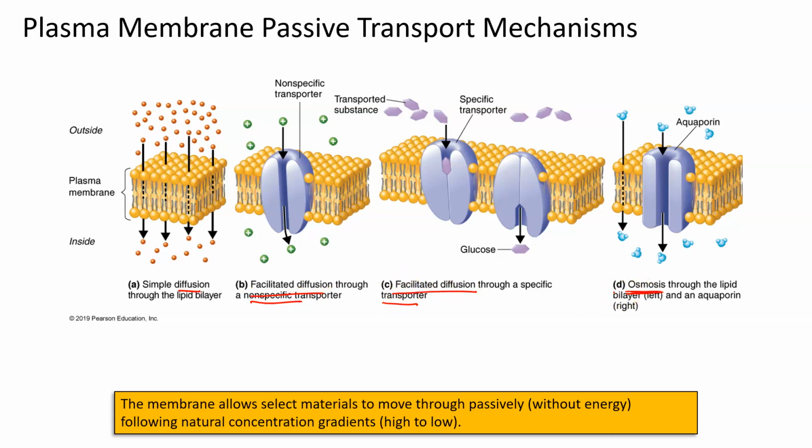All of these are passive transport mechanisms, and what that means is they can move materials passively with a concentration gradient without energy, and that's the important part. Following a natural concentration gradient is always in the same direction. It's high concentration to low concentration, sometimes through a channel protein, sometimes not, in the case of diffusion, but it always goes high to low and it always moves without energy.